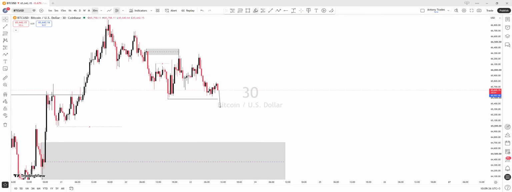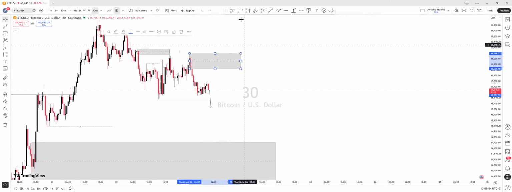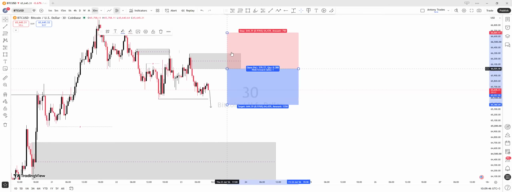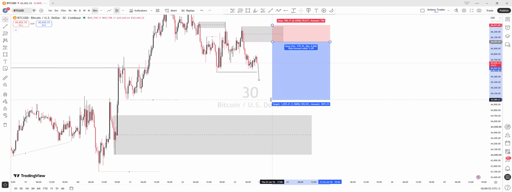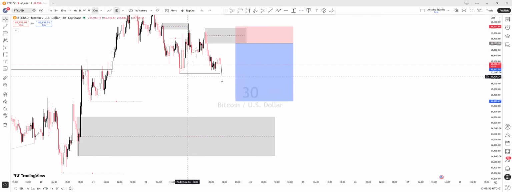Okay, so I will identify this one as my order block. That candle there. We have a very good fair value gap here. I will identify that one as my order block, and I will be looking for the selling opportunity from that area. Stop loss above there, and the target will be this order block, this liquidity down here.